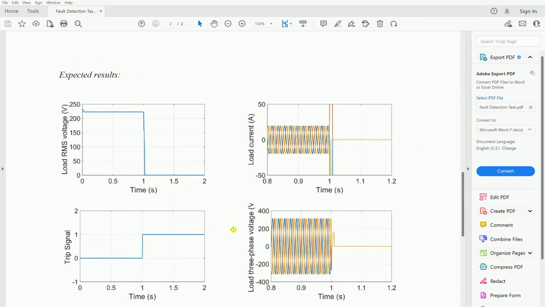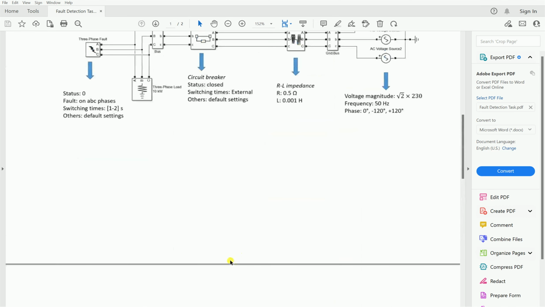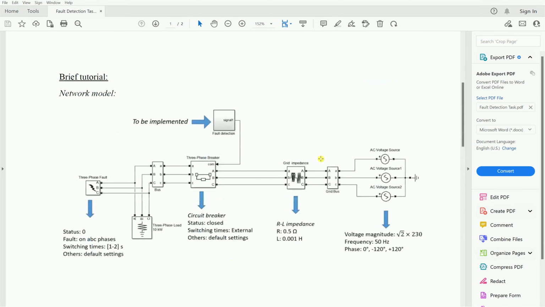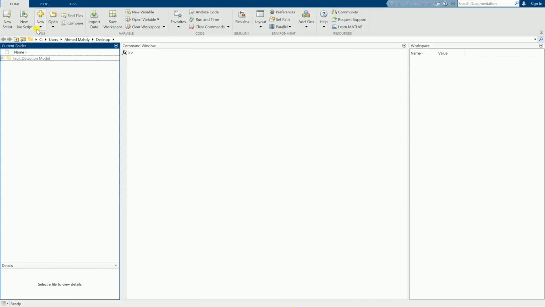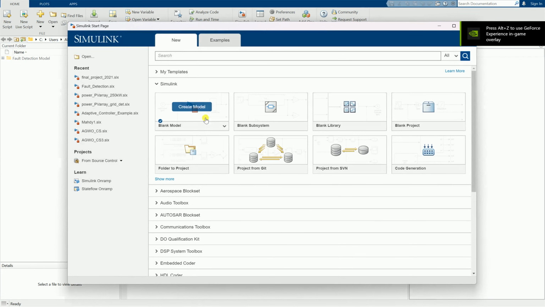Now the expected results are the following: the trip signal, the load RMS voltage, load current, and load three-phase voltage. So what we are going to do is add these components in MATLAB Simulink. First we will make a new Simulink model, a blank model.